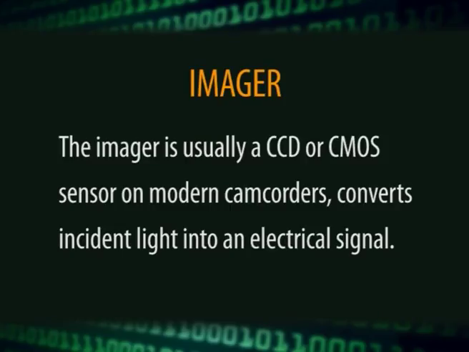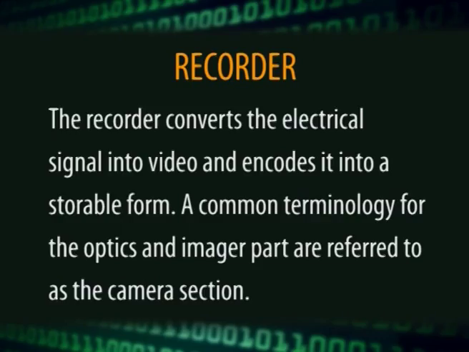The imager, usually a CCD or CMOS sensor on a modern camcorder, converts the incident light into an electrical signal. Finally, the recorder converts the electrical signal into video and encodes it into a storable form. The common terminology for the optics and the imager part is camera section. Next is the lens. The lens is the first component in the light path.